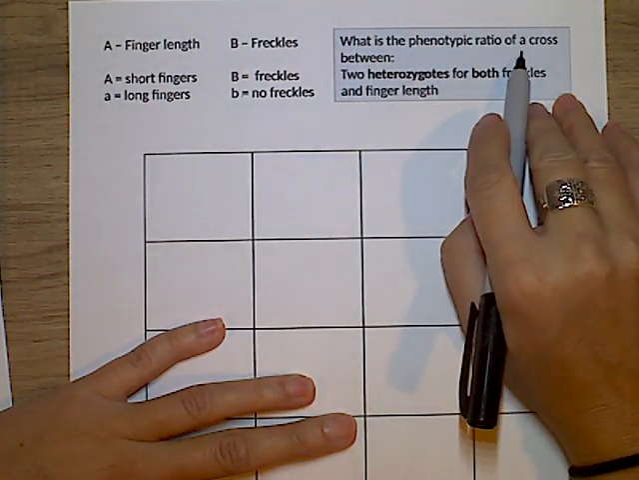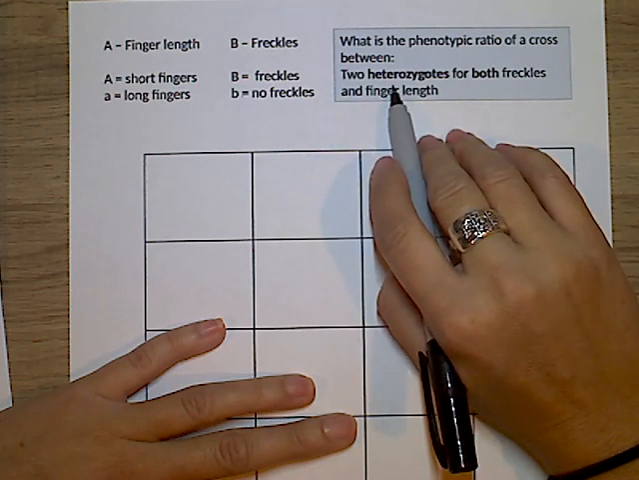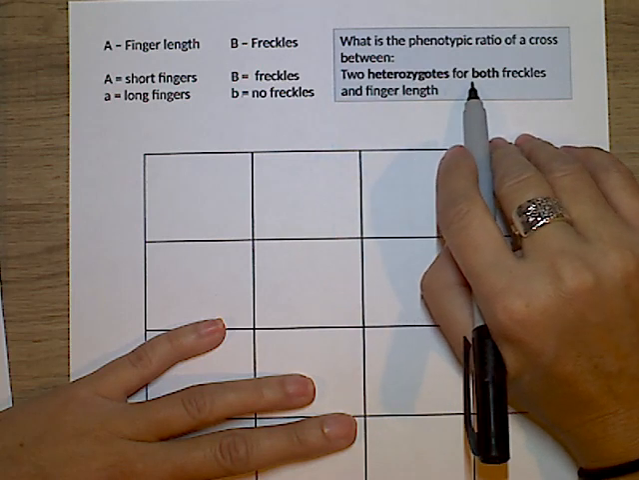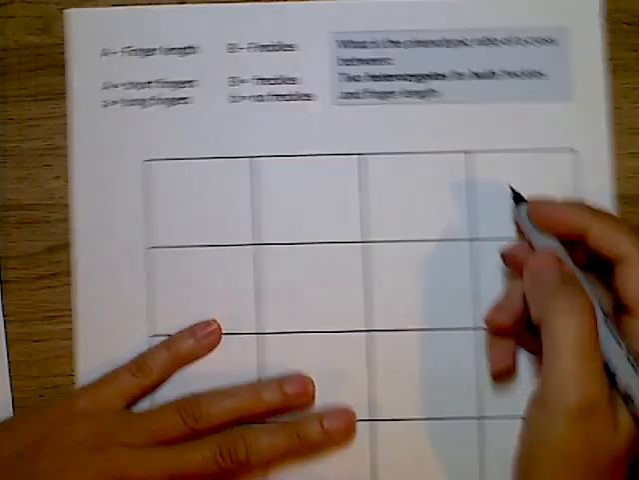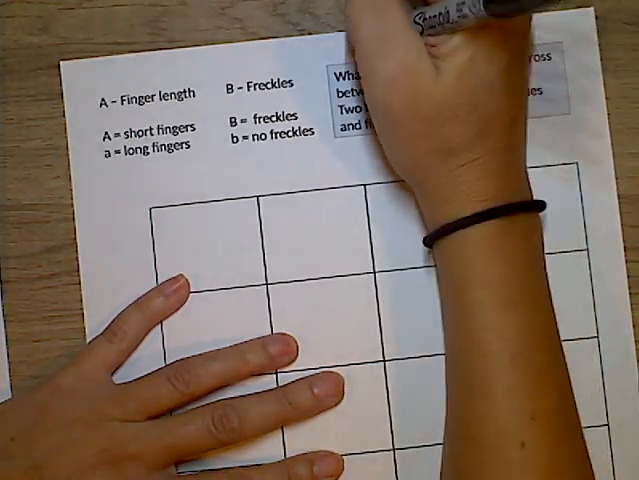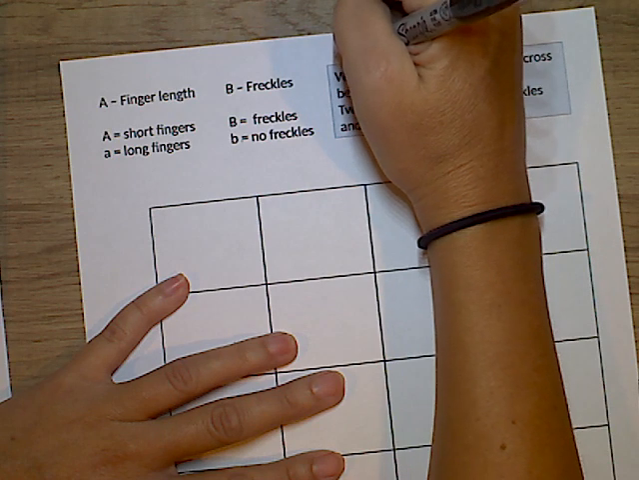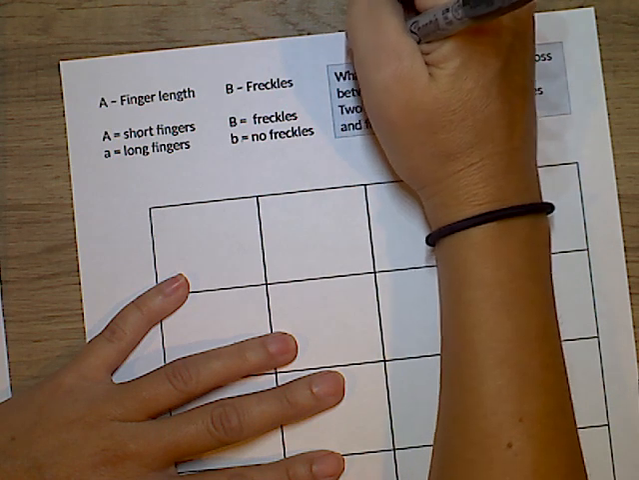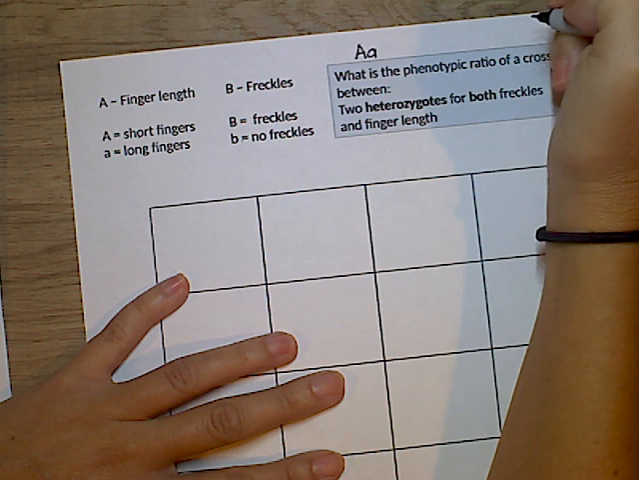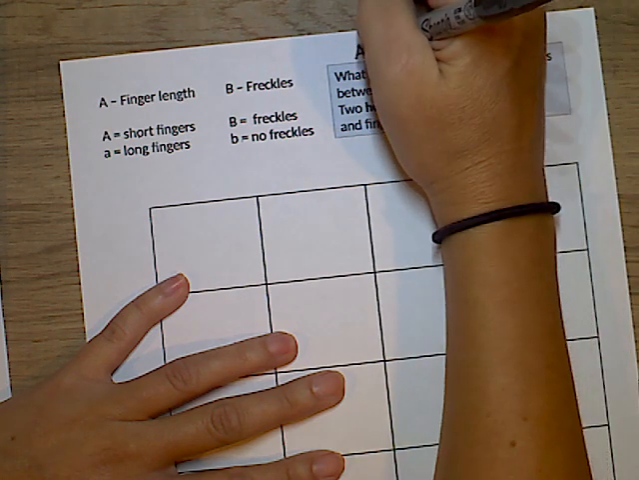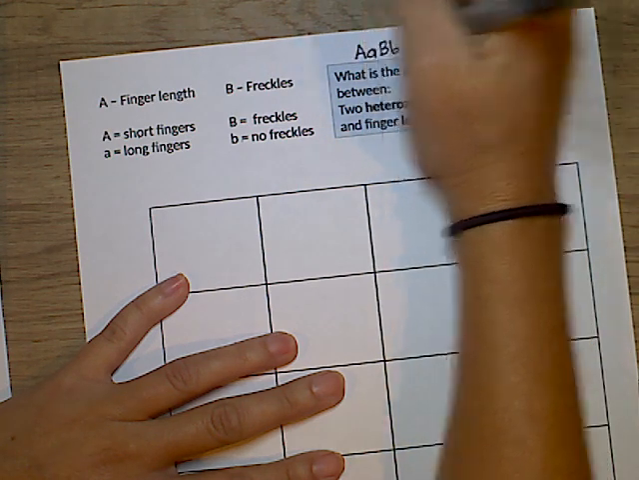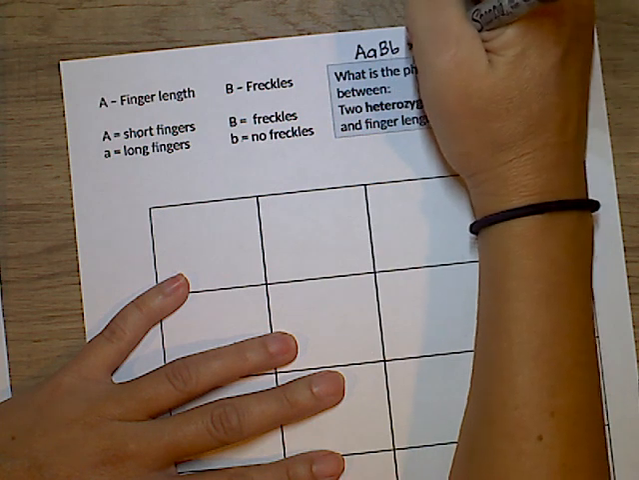So what is the phenotypic ratio of a cross between two heterozygous for both freckles and finger length? So first, let's determine the genotypes of the parents. They're both heterozygous. So for finger length, we would have big A, little a. And then for freckles, we would have big B, little b in both parents.